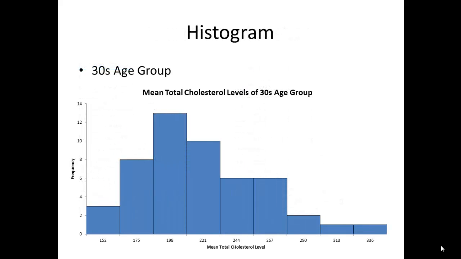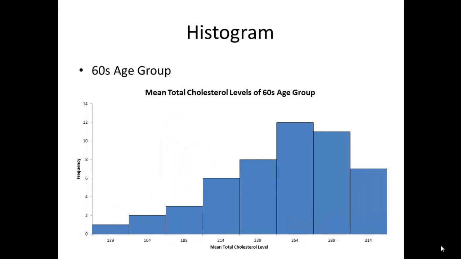From the histogram plotted, the distribution of the mean total cholesterol levels of adults in the 30s age group has a positive skewness, which is skewed right, and a normal kurtosis. On the other hand, the distribution for the 60s age group has a negative skewness, which is skewed left, and a normal kurtosis.